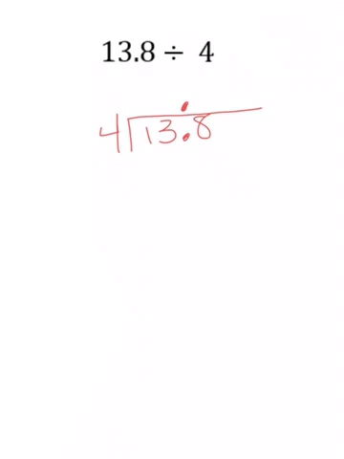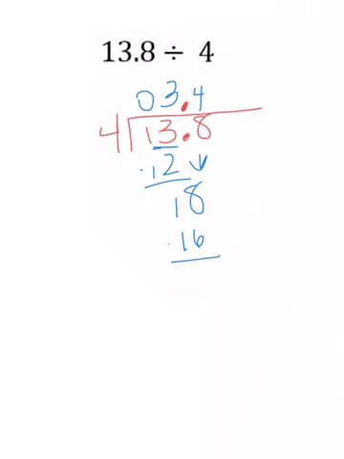So 4 goes into 1 0 times. So then I go to 13. 4 goes into 13 3 times, because 3 times 4 is 12. Subtract that. I'm going to get my 1 left over. Now I can bring down this 8. 4 goes into 18 4 times. 4 times 4 is 16. I'm going to subtract that and I get 2 left over.